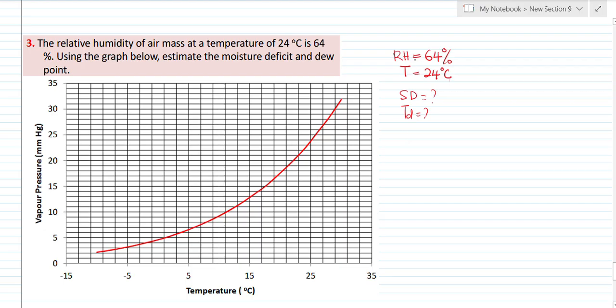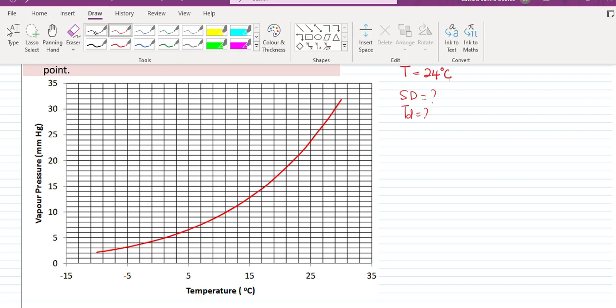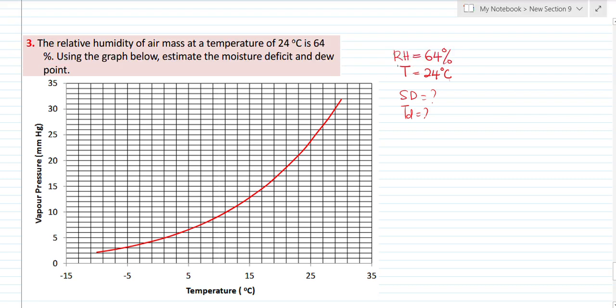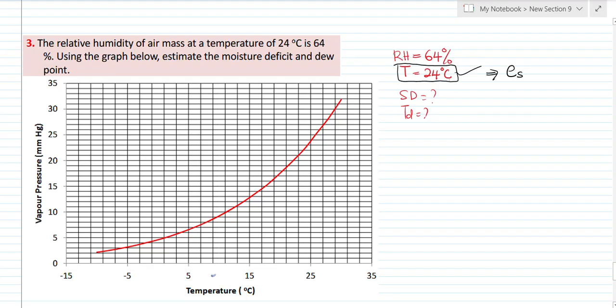Now, we have one big parameter, this parameter here. If I trace this on the graph, what am I going to get? The saturated vapor pressure, right? So let's find it. We come to the temperature side. Let me change my color to blue so that we can clearly see. We are here. We have to look for 24 degrees Celsius.